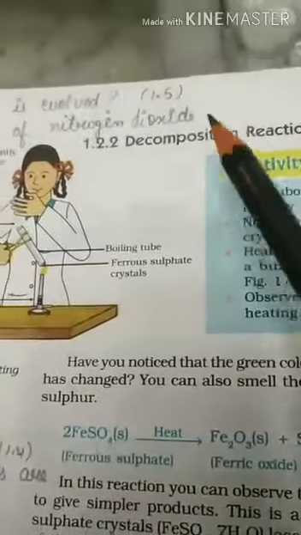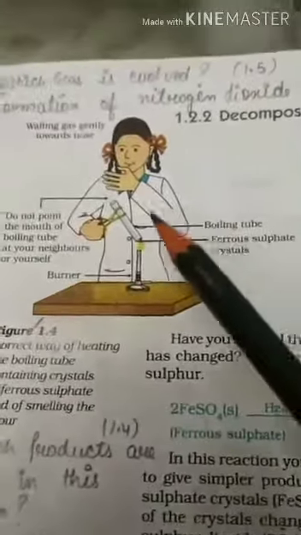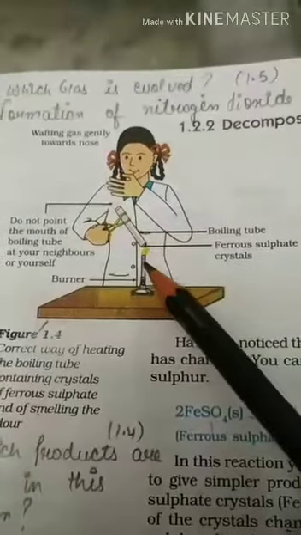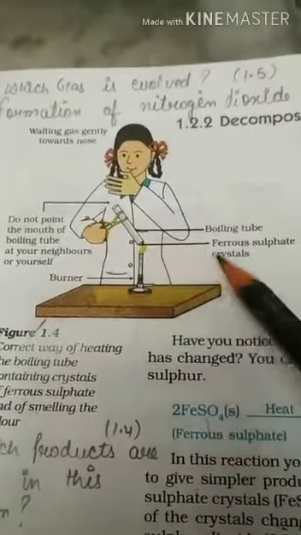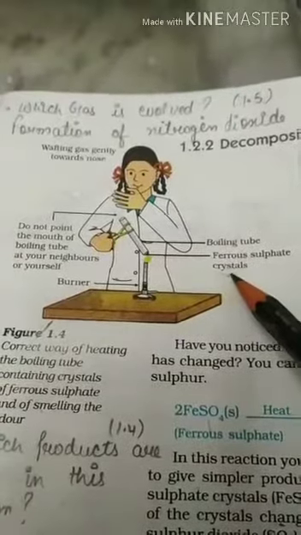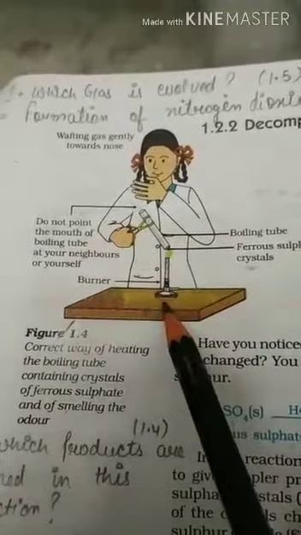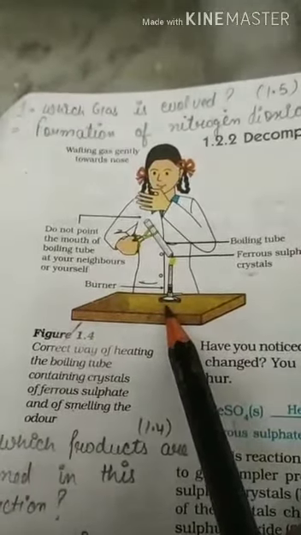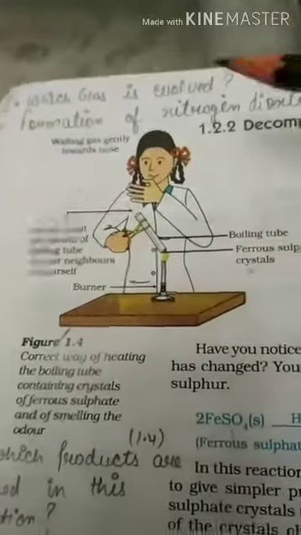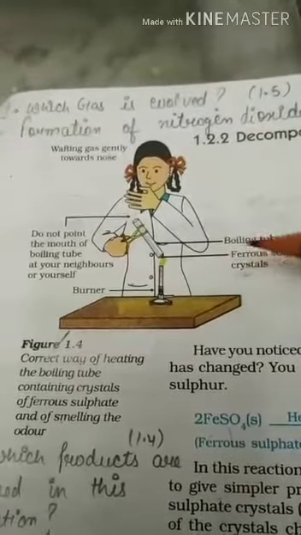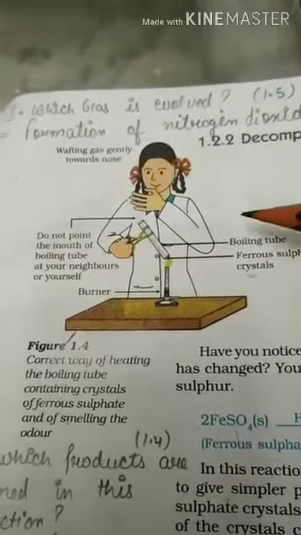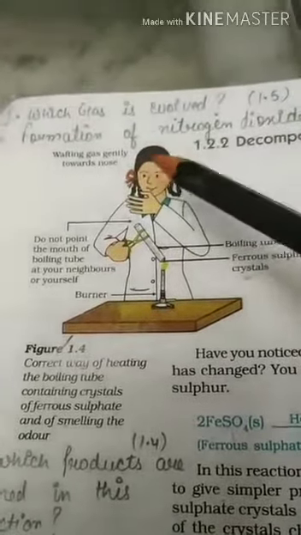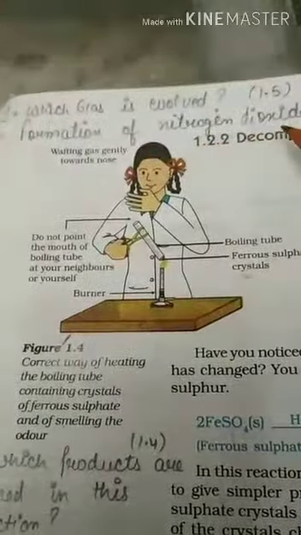Here is an example of a decomposition reaction. This is a boiling tube containing ferrous sulfate crystals, and this is a burner. Which gas is evolved in this type of reaction when ferrous sulfate crystals are heated? Then there is the formation of nitrogen dioxide.